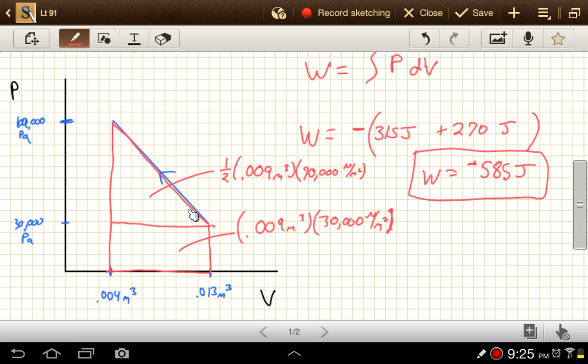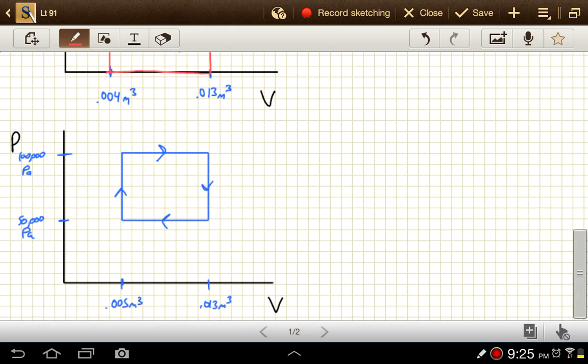If we went up and to the left like this, and then back down and to the right, and back and forth, in one complete cycle, we'd end up doing 0 joules of work on our surroundings. So to have some net work that we're doing on the surroundings, we need to not travel back on the same path that we travel forward on. So we need something like this.